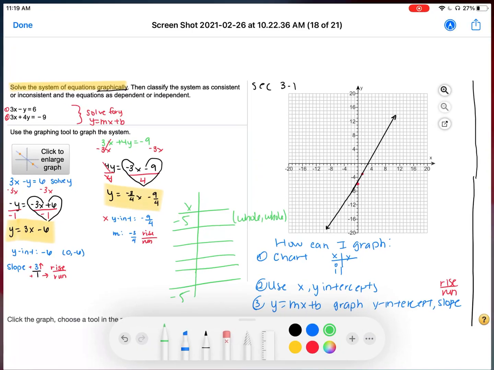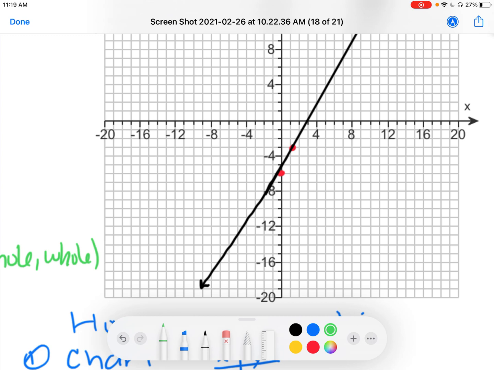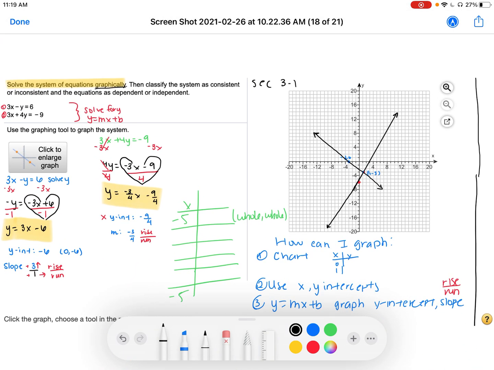All right. 1, -3, and the other one was -3, 0. And there we have our other line. And that's all you're asked for this problem.